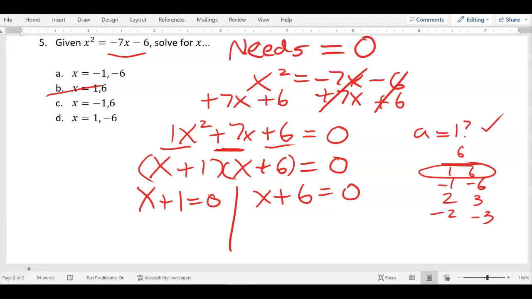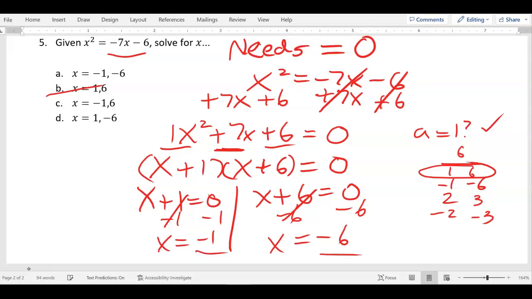Okay, and then I need to solve both of these equations. To solve the left equation, to get rid of the plus 1, I need to subtract 1 from both sides. And I get x equals negative 1. And on the right side, I need to solve for x, so I get rid of the plus 6. I subtract 6 on both sides, and I get negative 6. Now, you can see these answers are not positive 1 and positive 6. They're negative 1 and negative 6. So again, B is not my answer. Letter A is my answer.